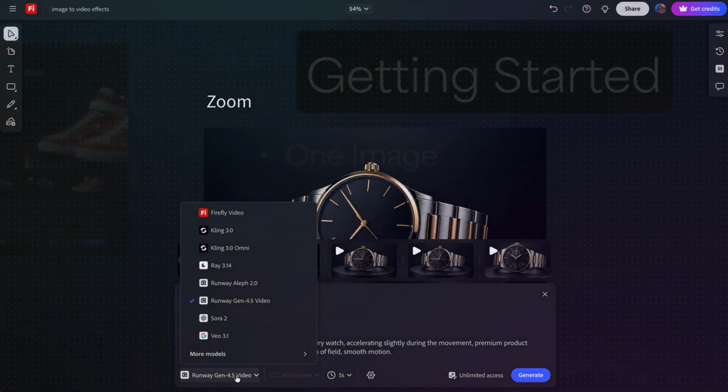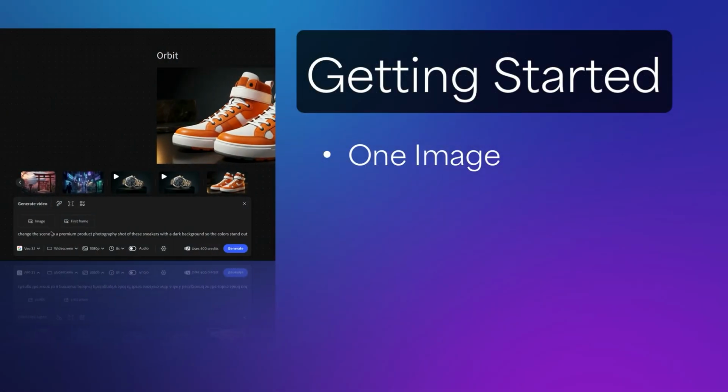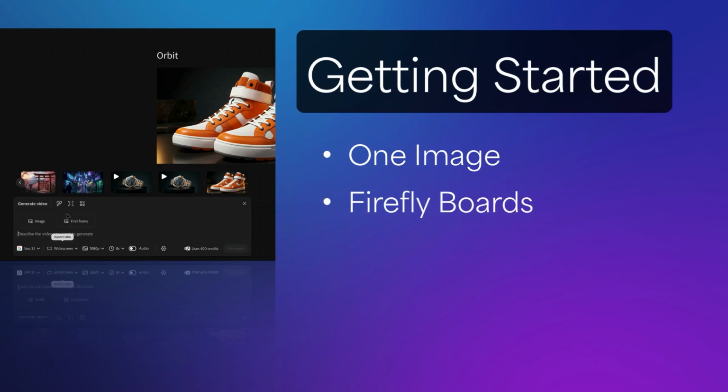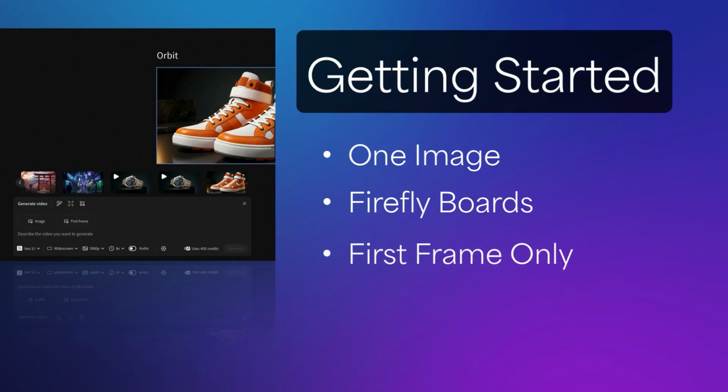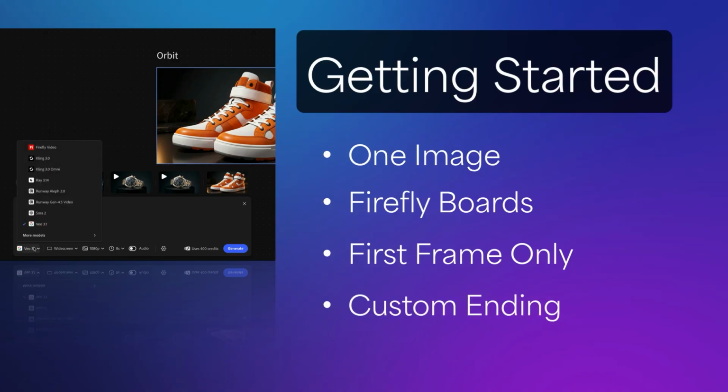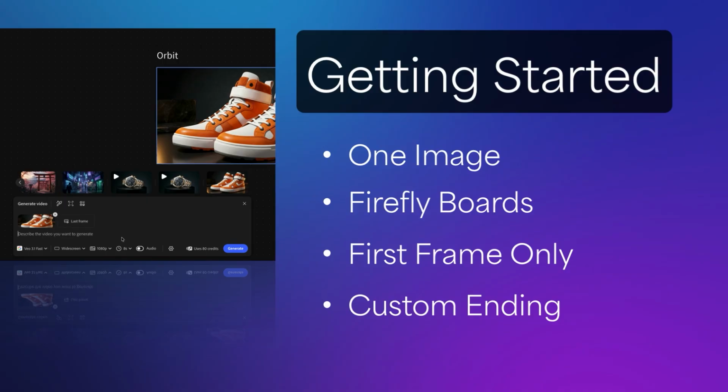For all these examples, I'm starting with a single image and generating video from it. I'm using Firefly Boards because it's an easy way to compare prompts, presets, and AI models all in one place. For these effects, you don't need a first and last frame to generate video. I'm only using a first frame. If you want to do a specific ending composition, create that image first and use it as a last frame. But for these examples, I'm letting the AI handle the motion.